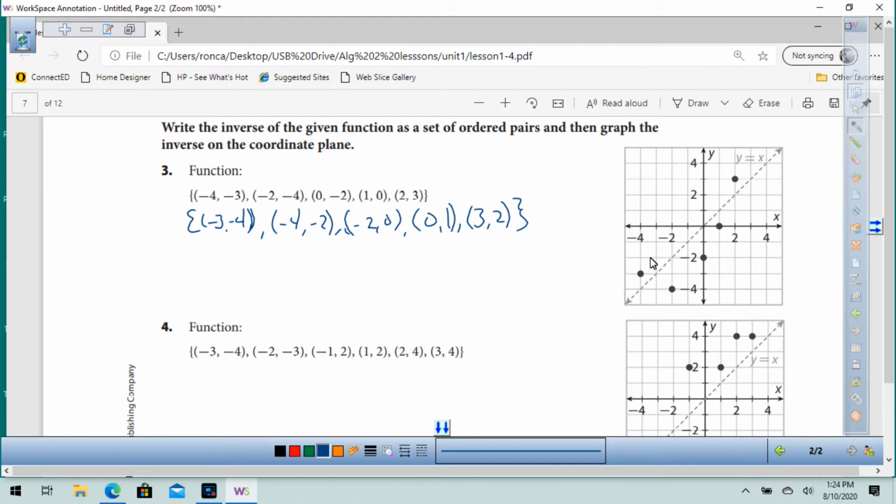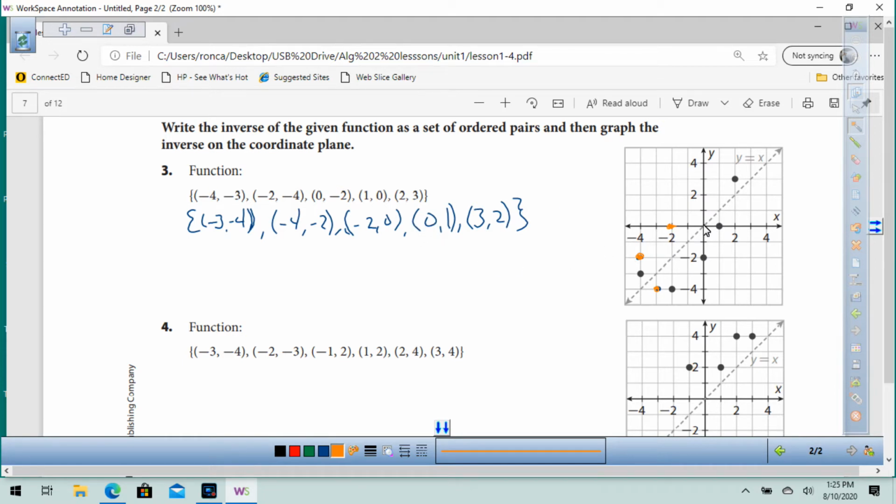So let's graph this. Negative 4, negative 3 becomes negative 3, negative 4. Notice they're the exact same distance from this y equals x line. Negative 2, negative 4 becomes negative 4, negative 2. Let's do it in an orange color so it really shows up. Alright. And 0, negative 2 becomes negative 2, 0. So this, see, it's the exact same distance.